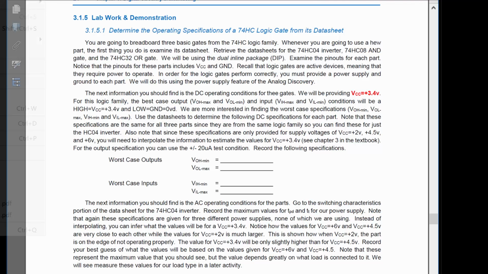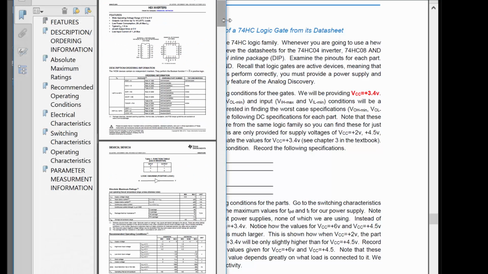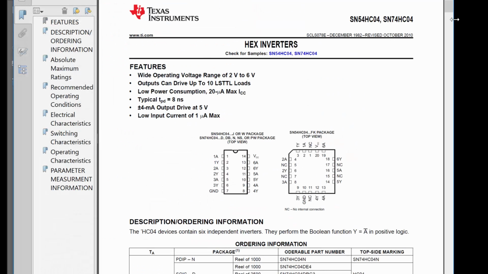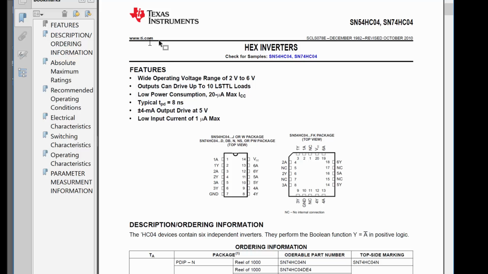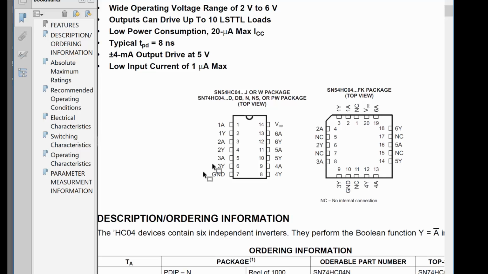So if I pull open the data sheet for the inverter, the nice thing about logic gates that are in the same family is you can get an idea for how they operate by just looking at one of the parts in the family, because they're all going to have about the same characteristics. But when you pull open the 74HC04 datasheet, the first thing you notice is that it gives you a couple different pinouts for different packages.